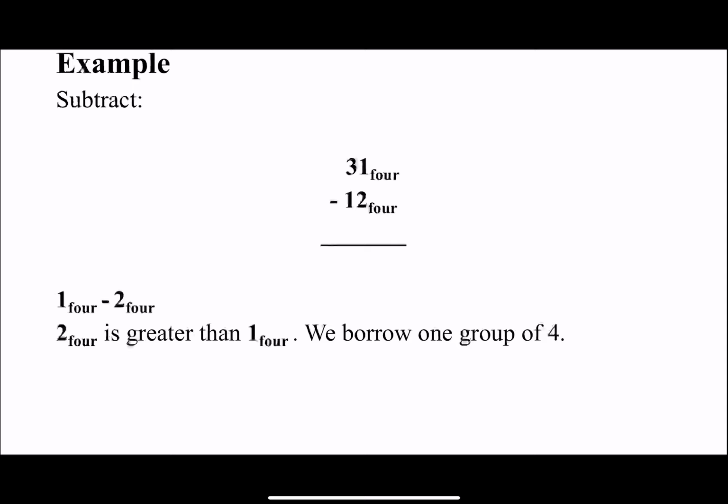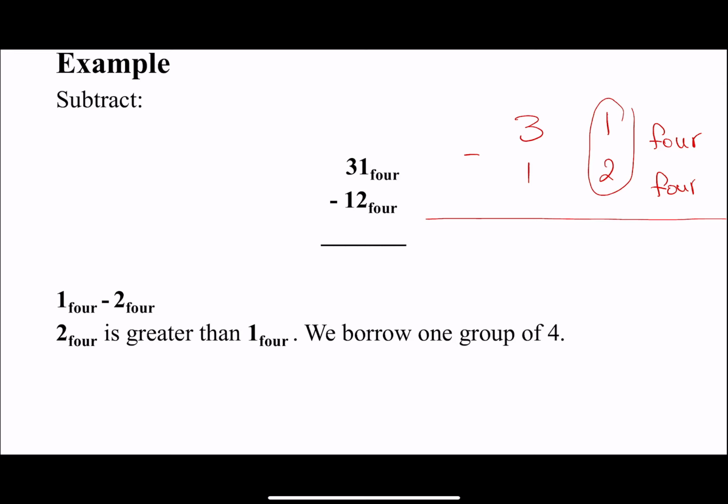For example, here, 31 base 4 minus 12 base 4. See what I do. And don't forget to write down your base. So 1 minus 2. I start from the column on the right. 1 minus 2, 2 is bigger than 1. I need to borrow. So I borrow from 3. So 3 becomes 2. Because I'm working in base 4, it gives me a group of 4.